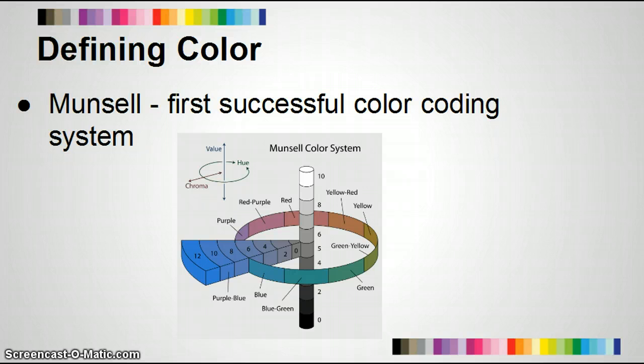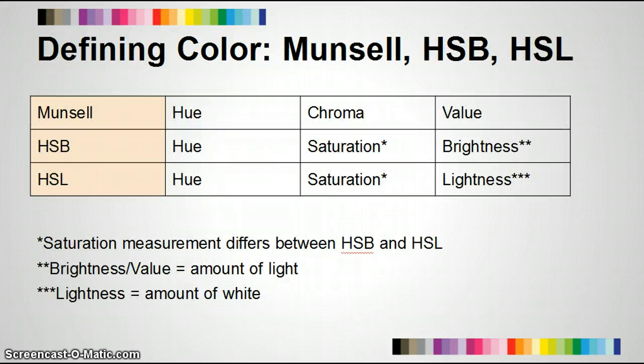Munsell defined color based on three axes: hue, value (darkness or light), and chroma, or color intensity. Munsell's model was the basis for the modern-day color models HSB, Lab, and HSL. This table shows how the Munsell, HSB, and HSL color models align with and differ from one another. Each model defines the hue, which means a pure color.